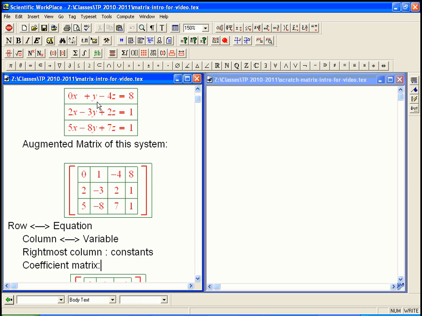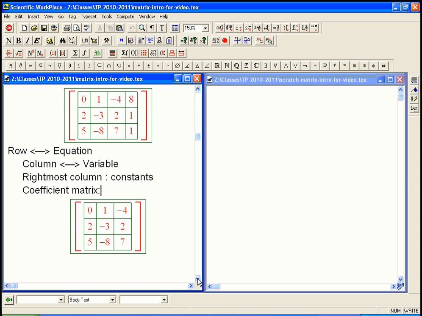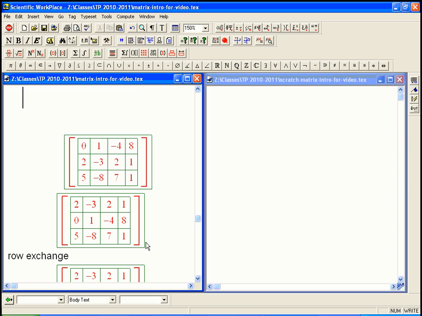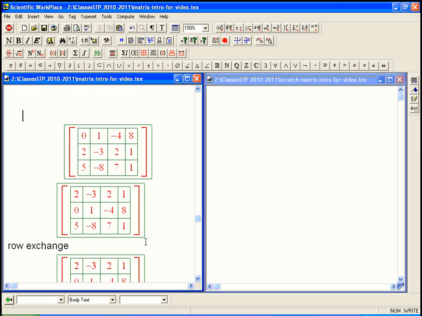So how does that work? Well, how does it streamline the process of elimination? It's just a little bit less writing for now, and then we'll see that it gets some other advantages. So we start out with this matrix. And then what was the first step we needed to do with that? It was a row exchange. And so the difference between this matrix and this matrix is a row exchange.